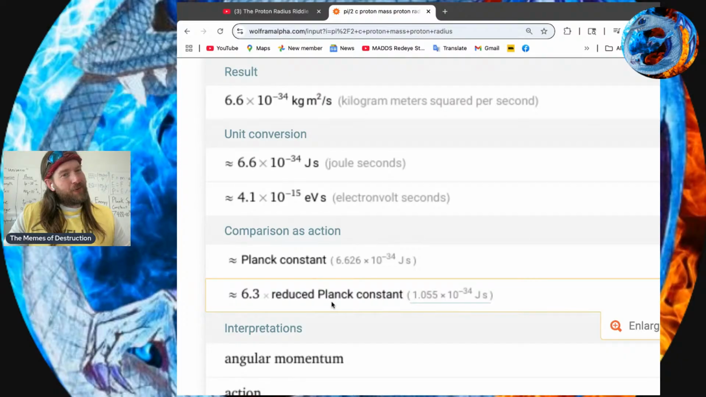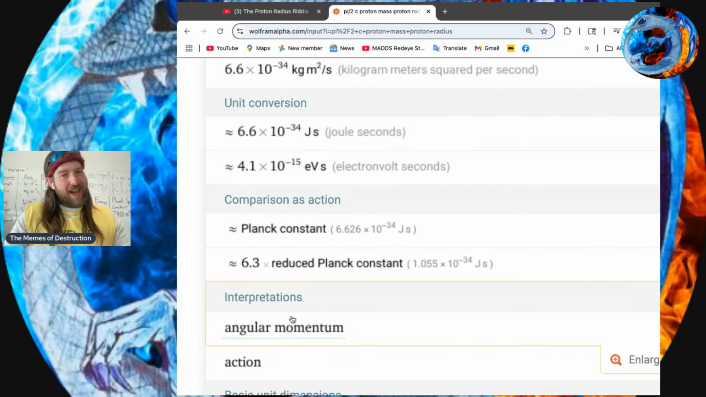And since Planck's reduced constant is basically just that divided by a factor of 2 pi. 2 pi is basically 6.28. This is 6.3. So it's got roughly about 3 significant digits accuracy with Planck's constant itself. So that's very interesting. As you can see, it's action, angular momentum there, whatever that means.